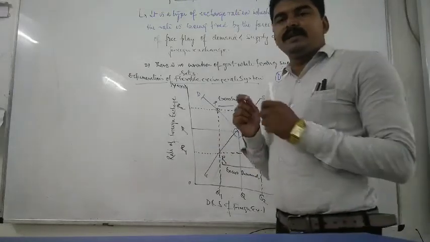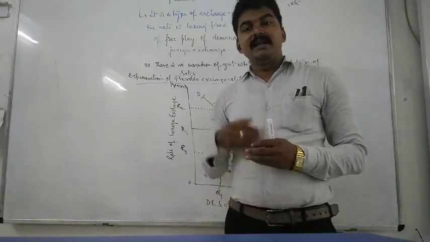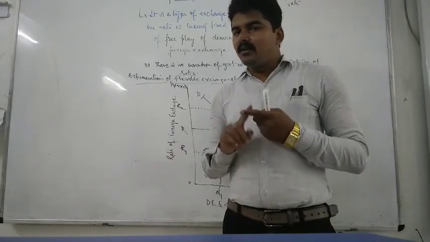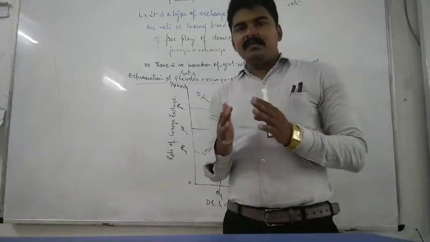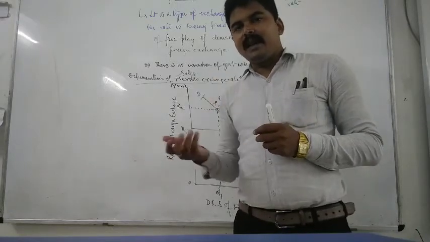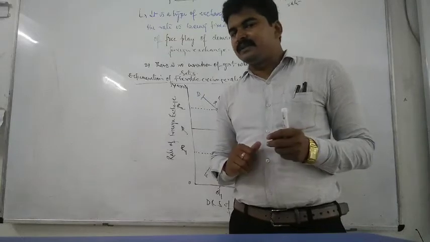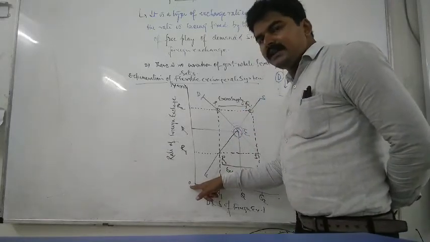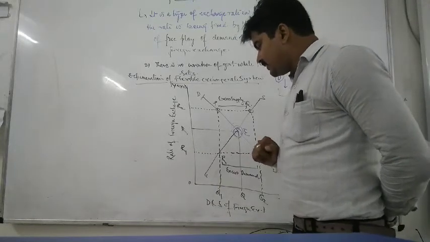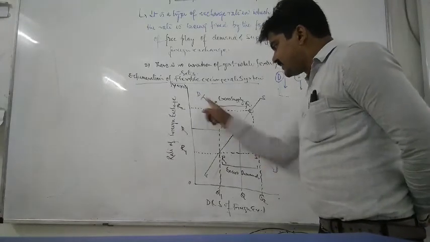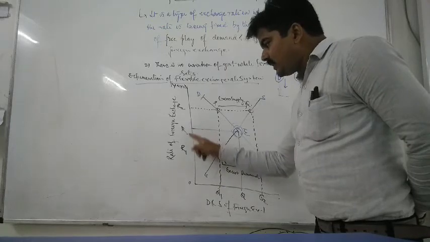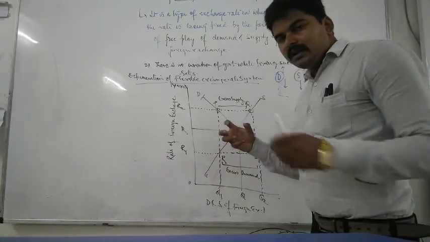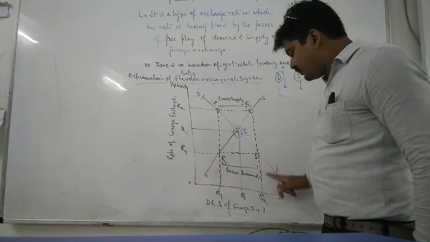When the price of any commodity decreases, consumer demand increases, and vice versa. On the other hand, when the price of any commodity decreases, the supply also decreases. So both are opposite to each other. Let us suppose the rate has decreased from OR to OR1. This is the SS curve and this is the DD curve, the supply and demand of foreign exchange. When the rate decreases from OR to OR1, the supply will shrink to OQ1, while the demand will increase to OQ2.